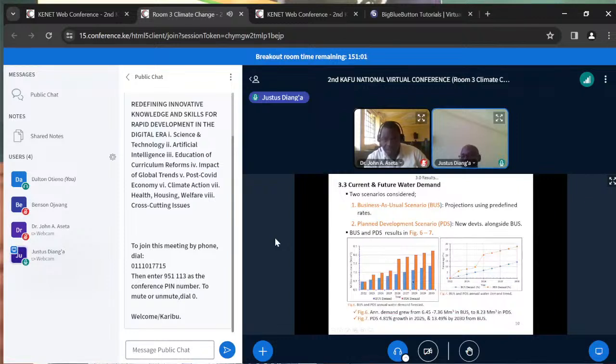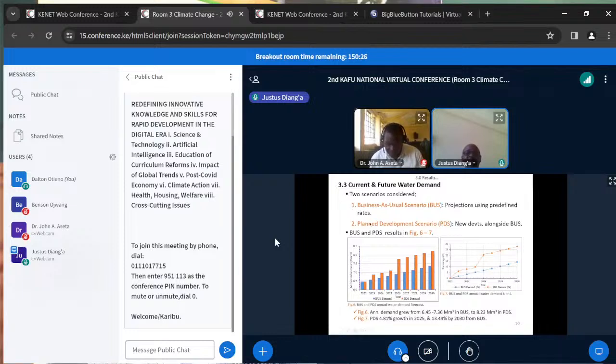To understand further the subcatchment demands, we consider them into two categories. That is two scenarios: the business as usual scenario and the planned development scenario. Business as usual scenario is based on the projections from the defined rates. For population, for example, we have the 2.3% growth rate. We use that to project the demand up to 2030.